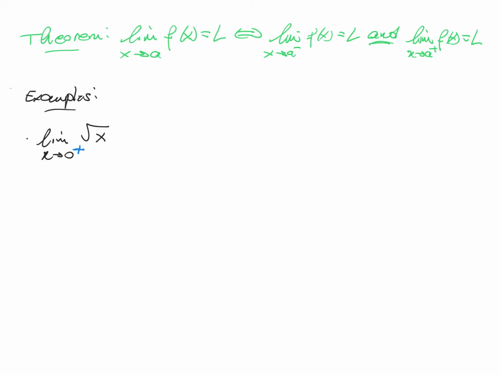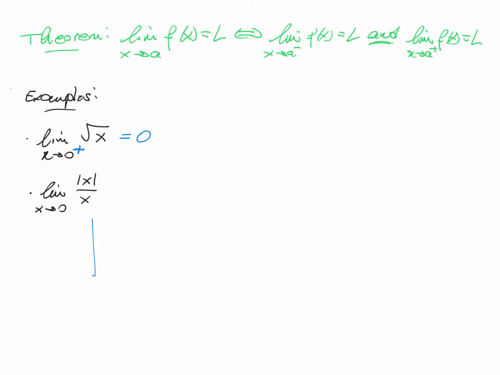In this case, if we take the limit of the square root of x with values of x going to 0 but positive, then obviously this limit is equal to 0. Another one, so the limit of the absolute value of x divided by x for x going to 0.